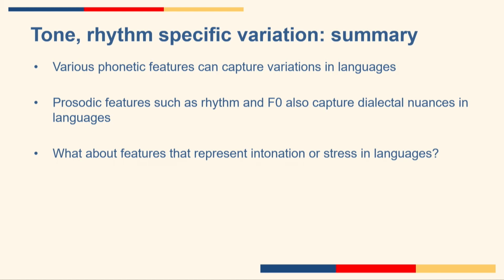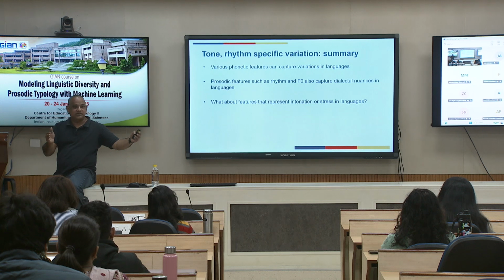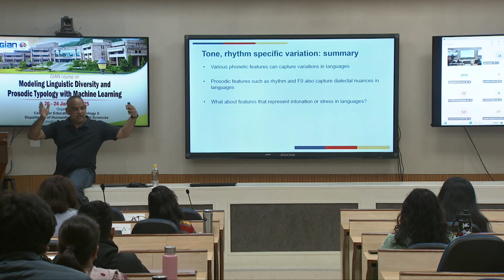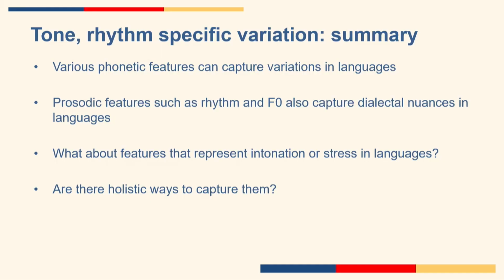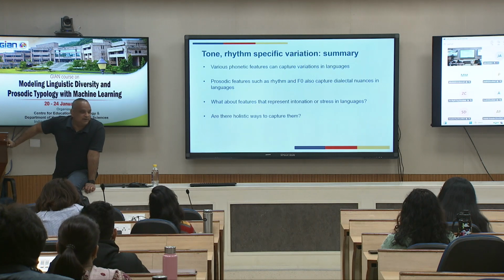So what happens when we go on to this intonation level or the sentence level? This is something that you are probably going to try over the next few days in this course, when you are recording these sentences. Probably one of the things we might try is to extract data in terms of intensity, loudness, and F0 characteristics from the whole sentence itself, and see if we can model these dialectal differences or linguistic variations that we have in this classroom. Again, the question remains whether there are holistic ways to capture them rather than cherry picking vowels, cherry picking tones, cherry picking rhythm.